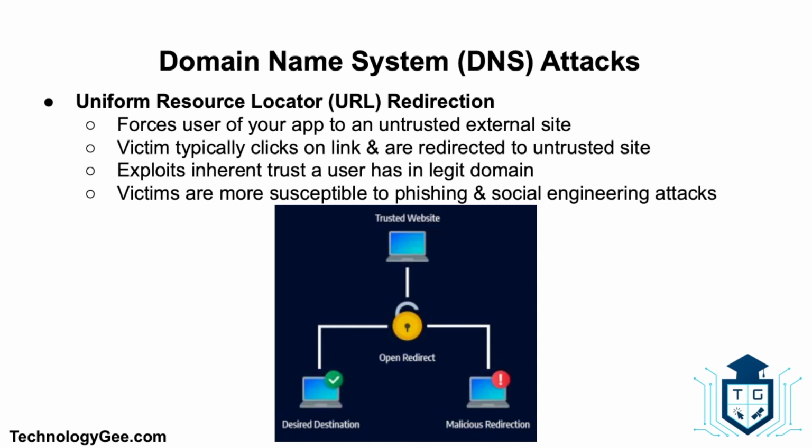Next, we have a uniform resource locator redirection. So a URL redirection, this is a vulnerability which allows an attacker to force users of your application to an untrusted external site. The attack is most often performed by delivering a link to the victim, who then clicks the link and is unknowingly redirected to the malicious website. This vulnerability exploits the inherent trust that a user has in the legitimate domain. Since the victim is generally unaware of URL redirections, they are considerably more susceptible to phishing and social engineering attacks.